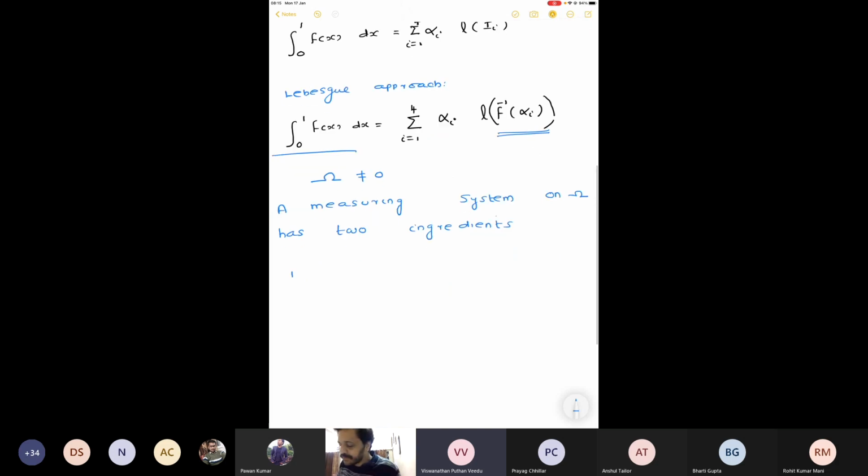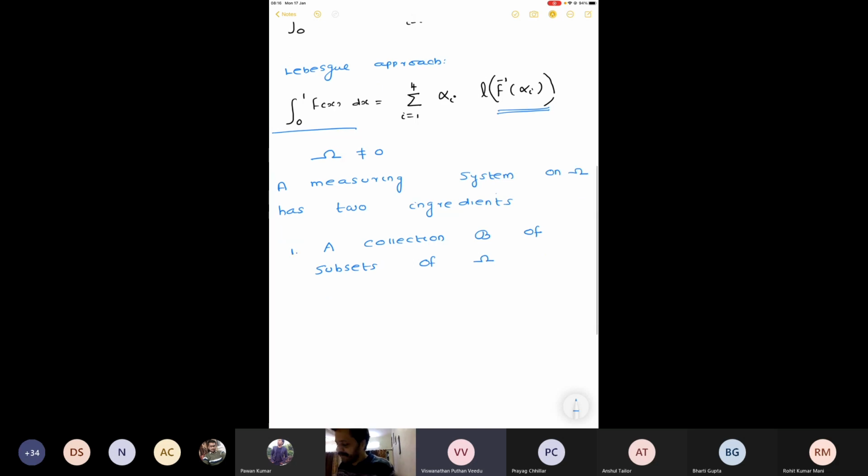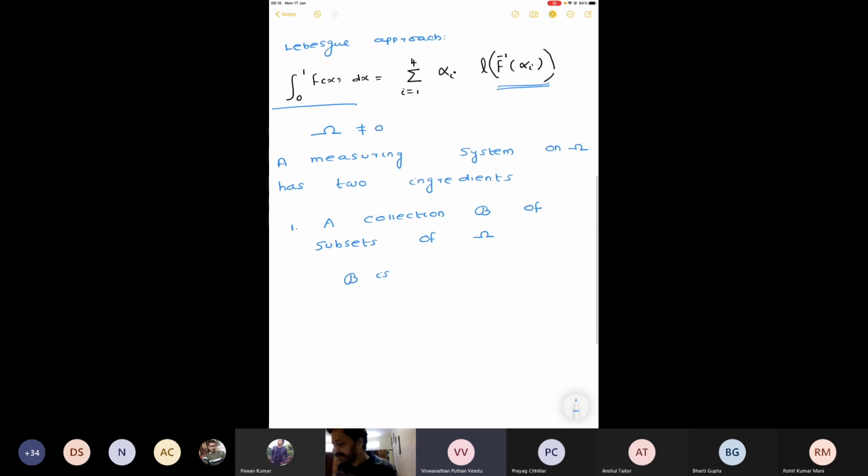One, a suitable collection of subsets of omega. And that suitable collection is actually the sigma algebra. A collection B of subsets of omega. That's, in fact, B is a sigma algebra. That is the suitability. We have seen it.